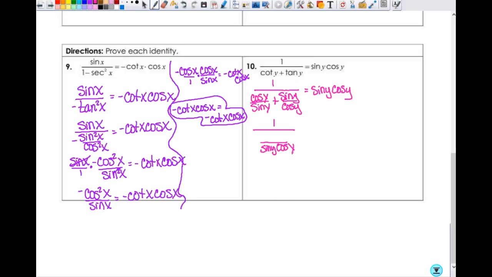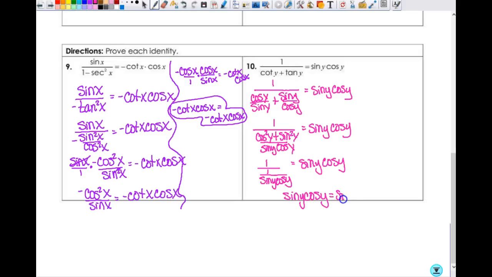And then in the numerator, this would end up being cosine squared y plus sine squared y. That's equal to sine y cosine y. So this numerator becomes 1. So I get 1 over sine y cosine y equals sine y cosine y. So when I multiply by the reciprocal, basically I'm going to take 1 and multiply by the reciprocal of this, which is sine y cosine y. And I'm done.